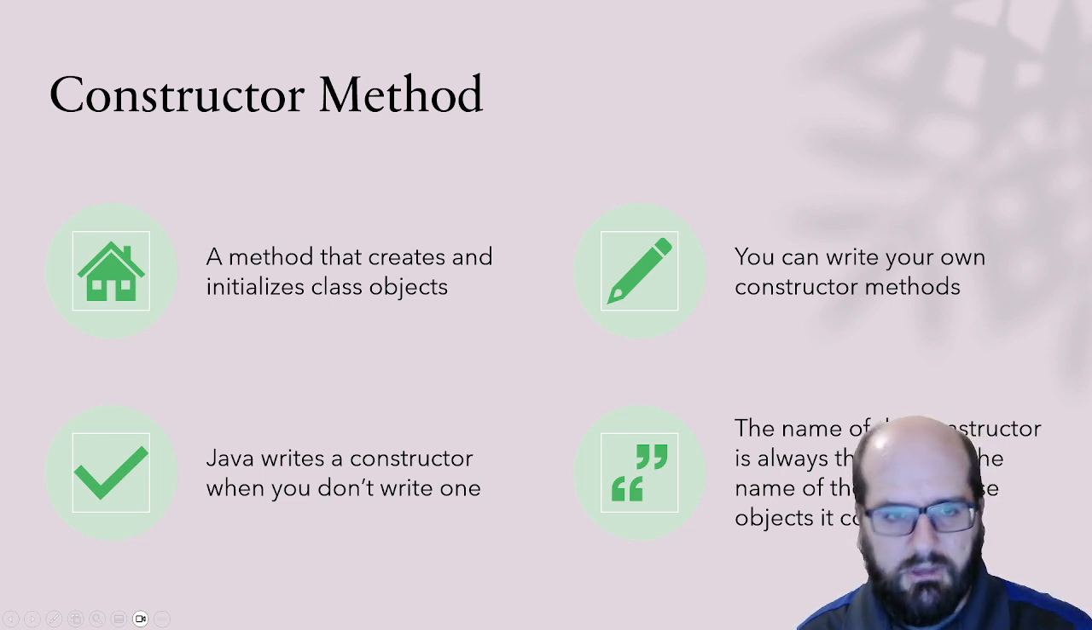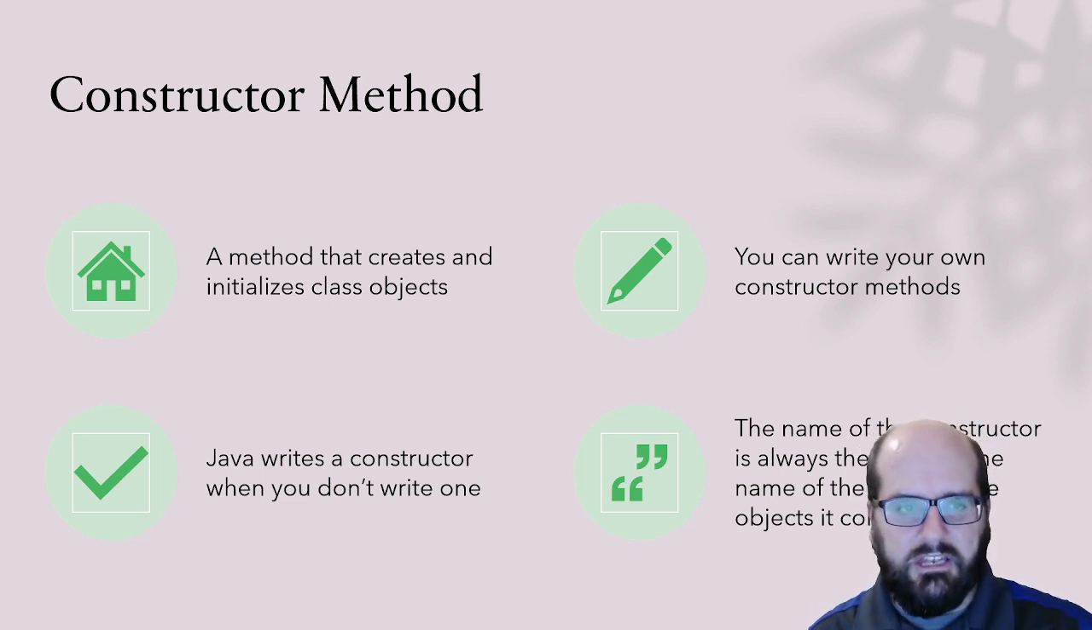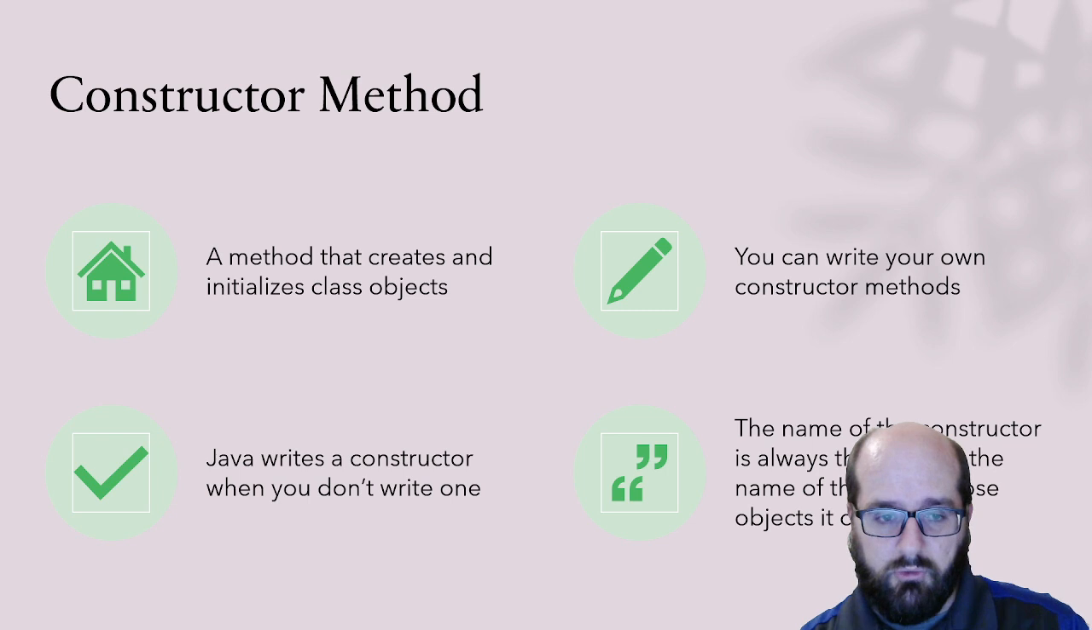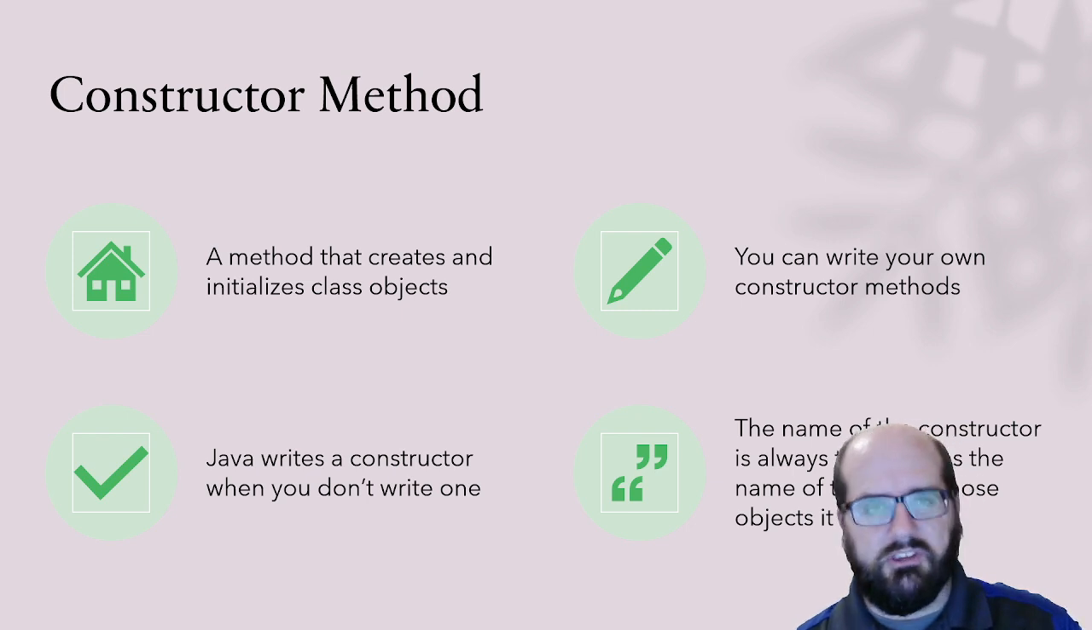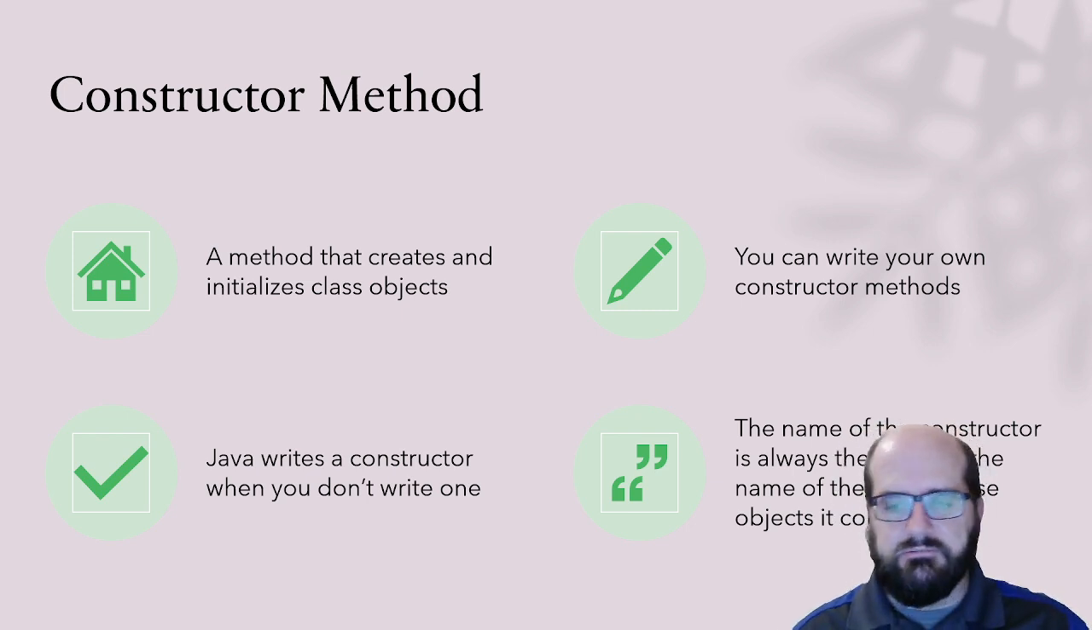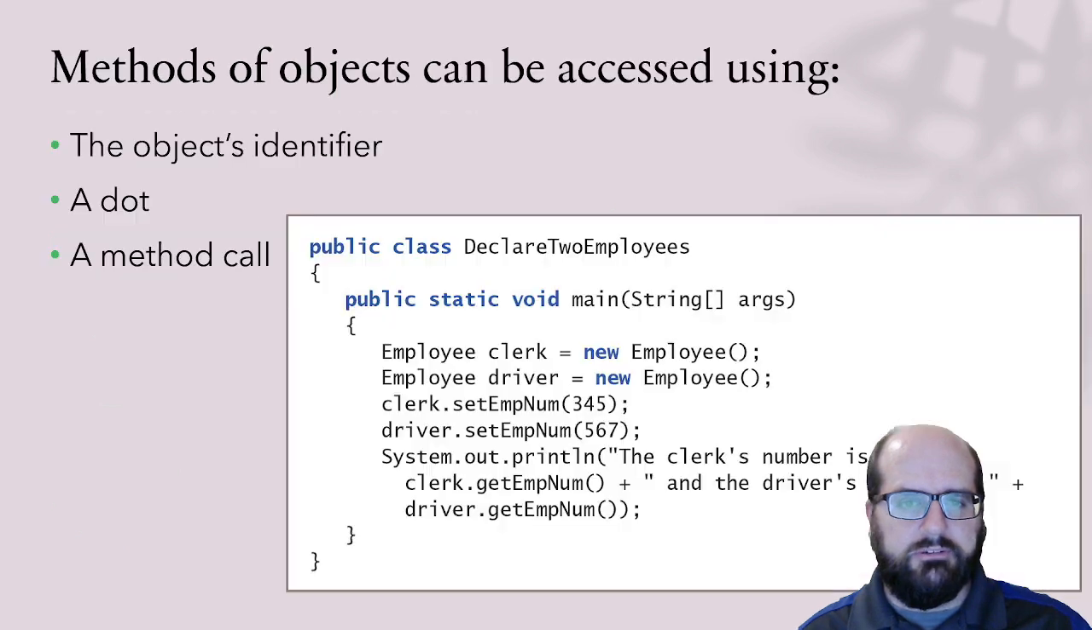A constructor method is a method that creates and initializes class objects. You can write your own constructor methods. Java writes a constructor for you, like a default constructor, when you don't write one. The name of the constructor is the same as the class whose object it constructs. Here's an example of this code where we actually have made two different employees, a clerk and a driver.